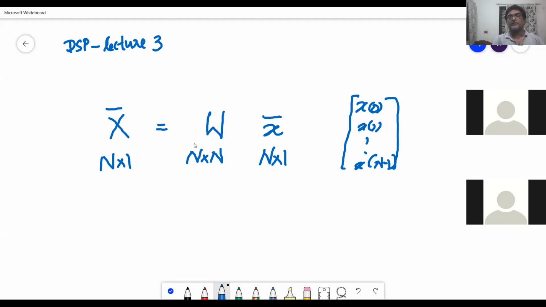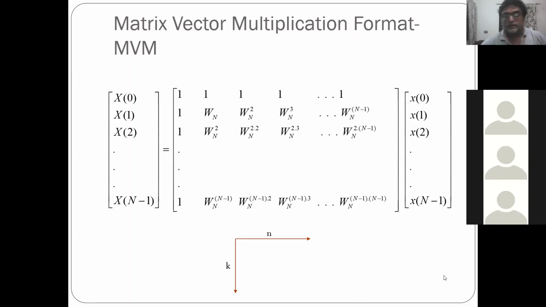So this is what we have discussed right now. Okay, so I'll go back to my presentation. This is the matrix vector multiplication representation of the DFT computation. Likewise, I can also think of the matrix vector multiplication representation for the IDFT computation. So let me write that also, and then we'll go back to my further slides.